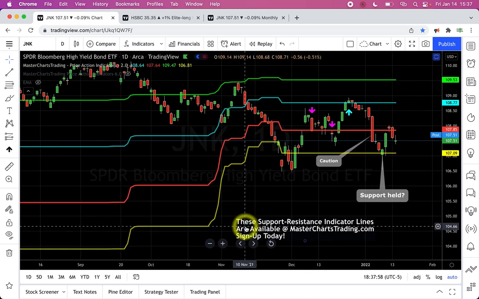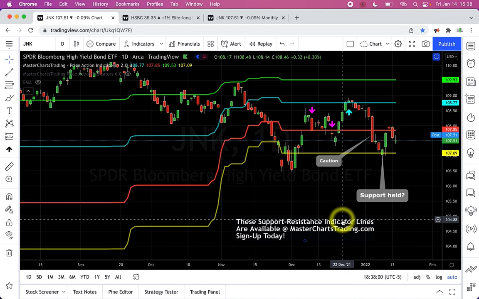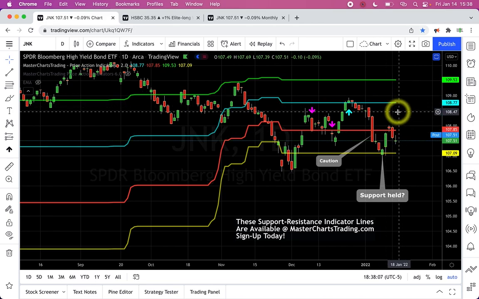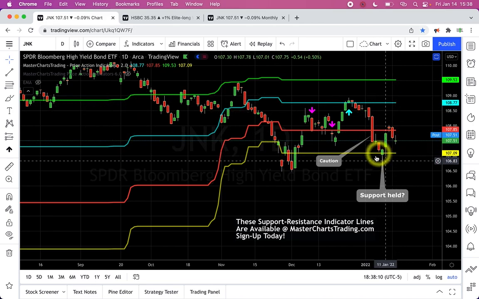And generally speaking, this is a good sign, especially for stocks. Like I said, since junk debt and stocks correlate highly, I want to say that if junk doesn't break down, that's actually a good thing for stocks.